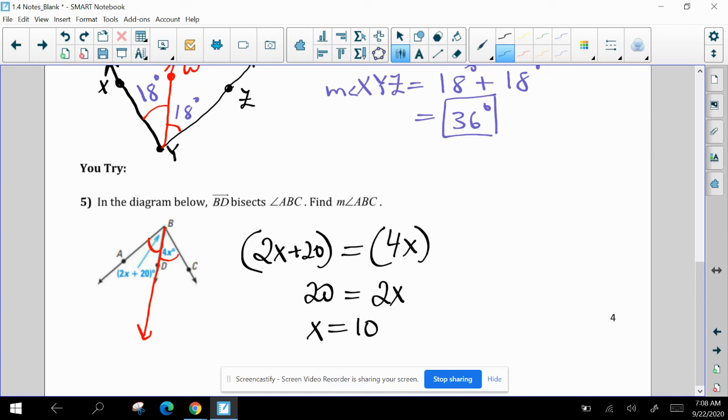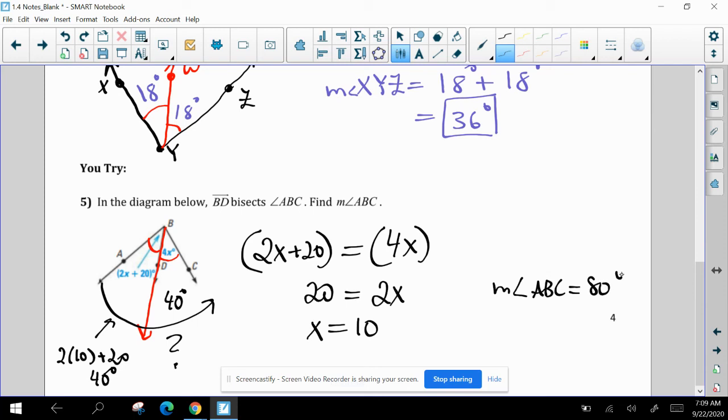They asked me about the measure of angle ABC. So that's the whole angle, right? So I'm going to put the 10 back into my angle. This is going to be 2 times 10 plus 20. So 20 plus 20 is 40 degrees. And this one is 4 times 10, so 40 degrees, right? So the measure of the entire angle ABC is going to be 40 plus 40. So it's 80 degrees. And that is it for angles.